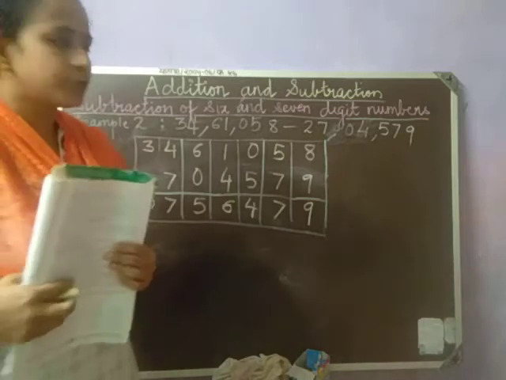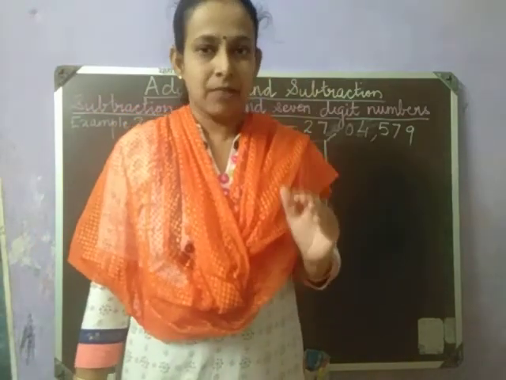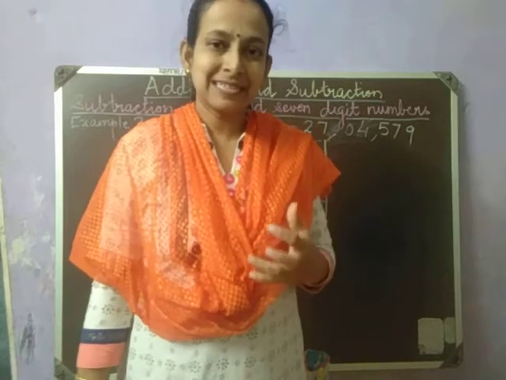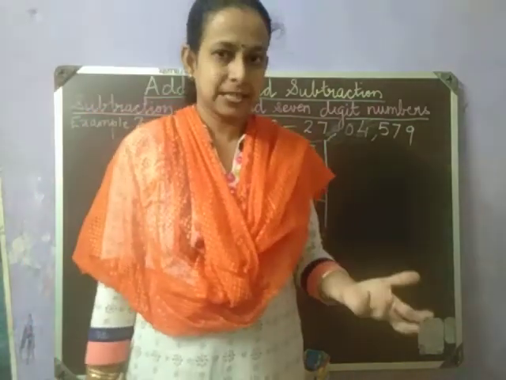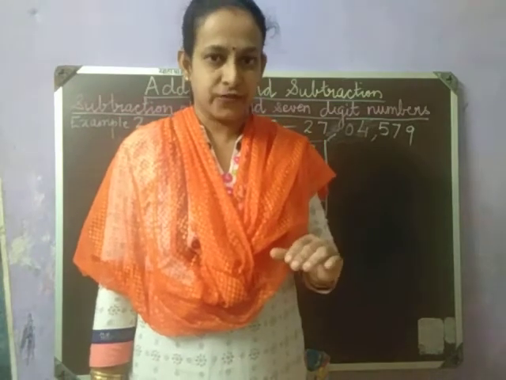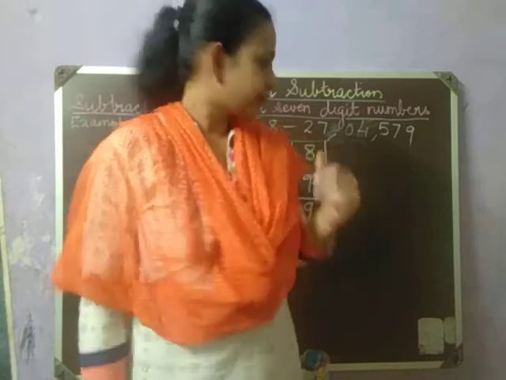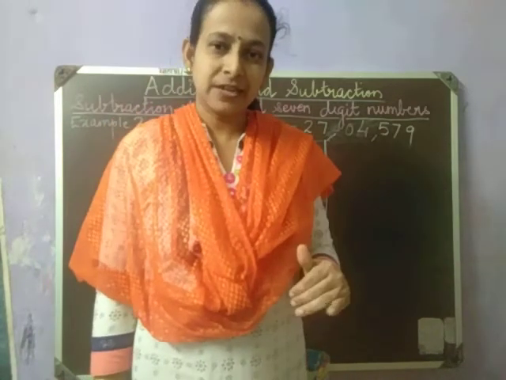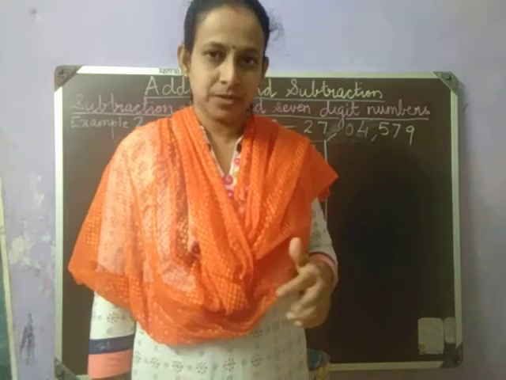So this is how you need to calculate by keeping the numbers in mind. When you practice this, you will find all these problems very easy. You need to practice a lot for it. Then only you will be able to solve it very fast. I hope you have understood how to subtract 6 and 7 digit numbers.